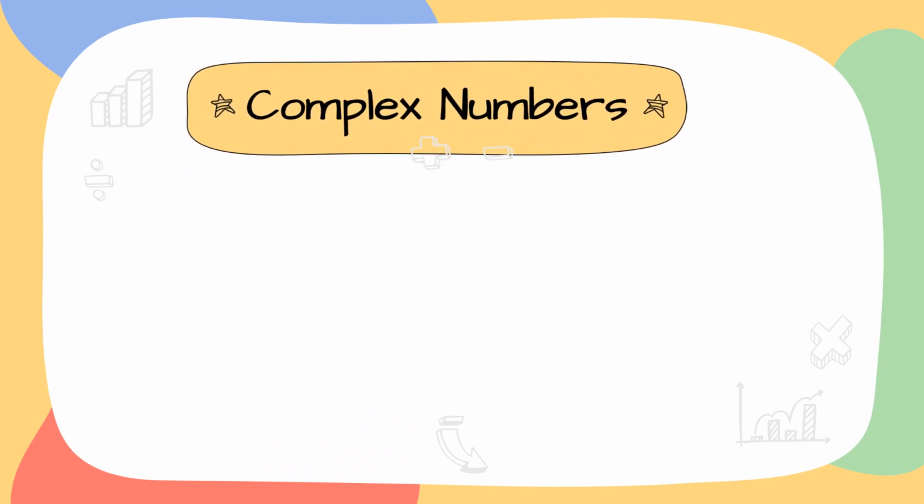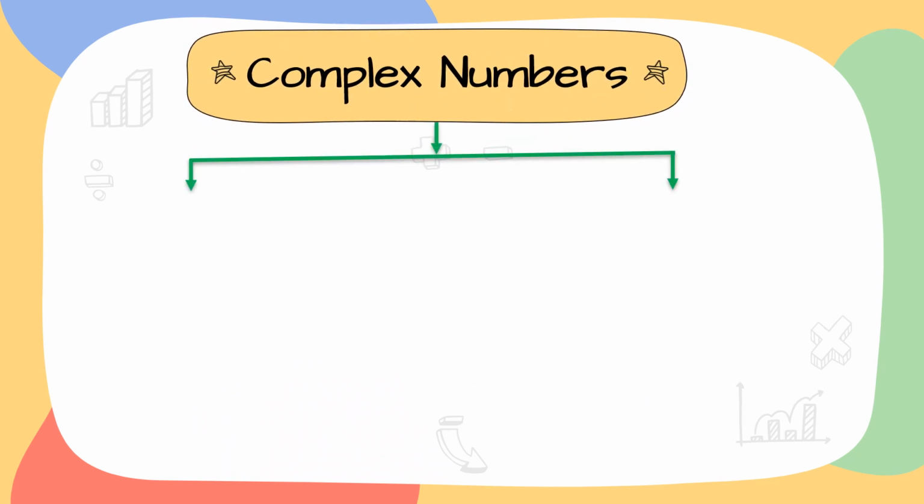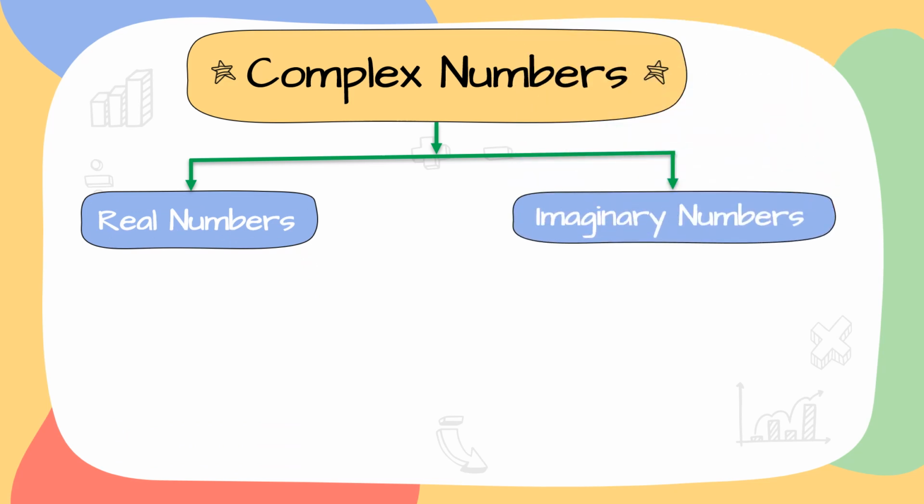Complex numbers are divided into two categories. They are real numbers and imaginary numbers. First, let's learn more about these imaginary numbers. They are mostly written in the form of the real numbers but multiplied by the imaginary unit called i. Imaginary numbers are the numbers that, when squared, give us a negative result.